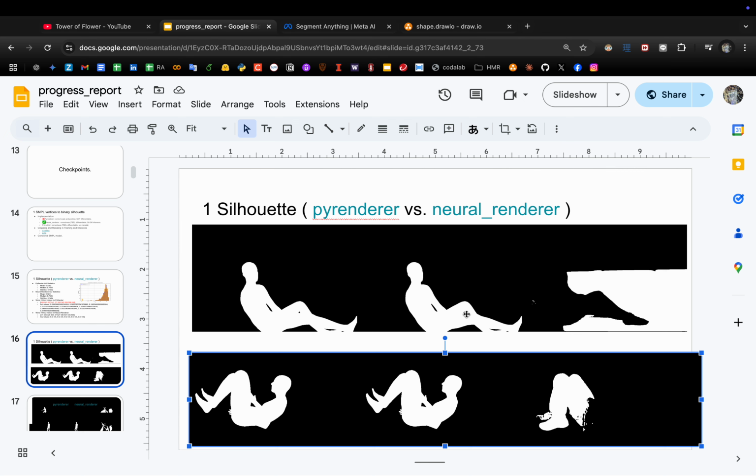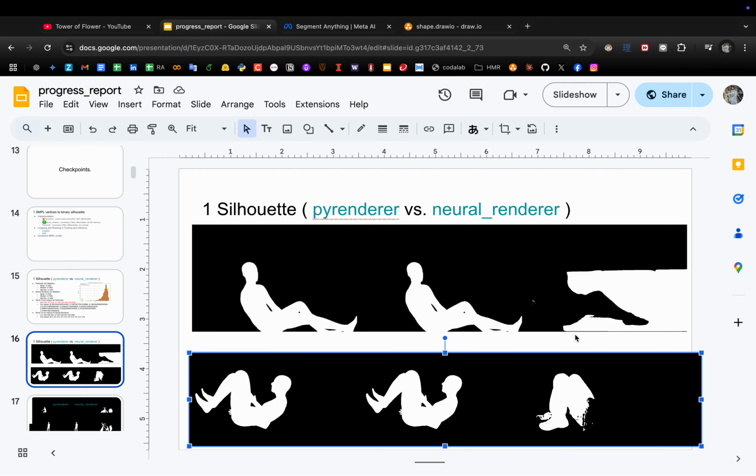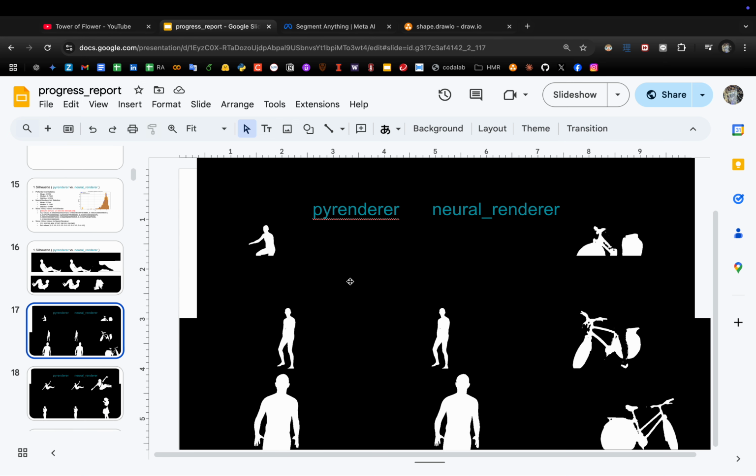This may arise because the bounding box we used as a prompt to the SAM model is not correct, so the predicted person is not correct. So this is the first problem, and we'll continue to see other cases. In this case, the ground truth silhouette is a bicycle rather than a person.